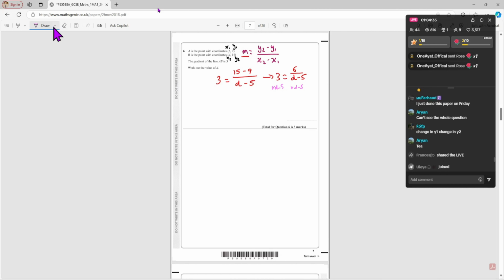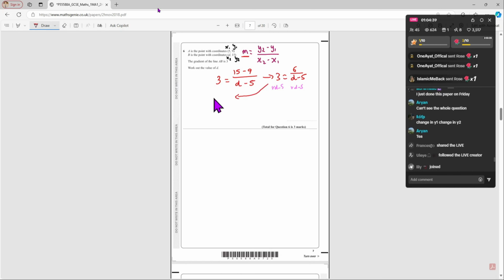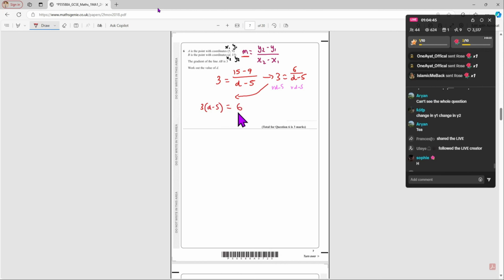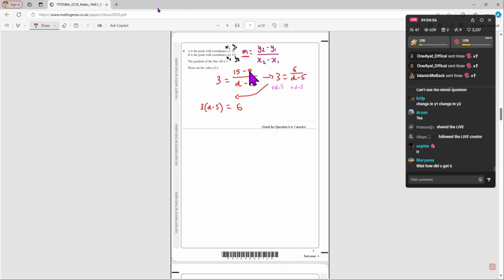And then you would have 3, brackets d minus 5, is equal to 6. Now once we have gotten that, we're going to expand this out. So how did I get a 6? It's because 15 minus 9 gives you a 6. So I just wrote that in as simplified basically. 15 minus 9 is 6.